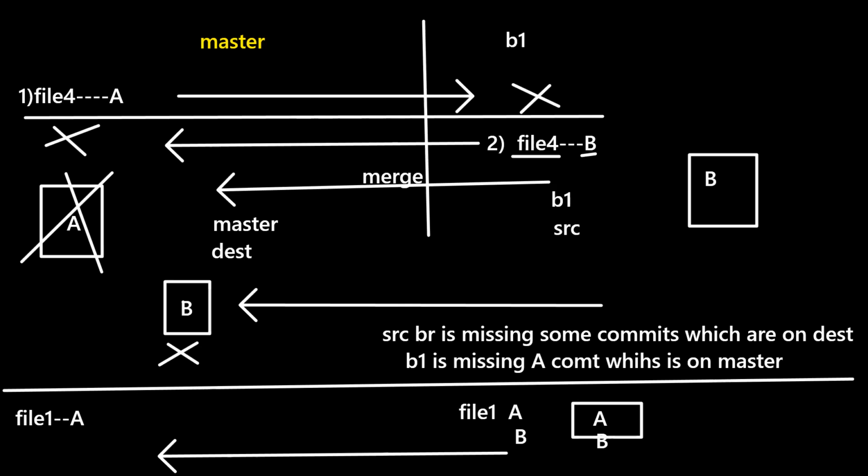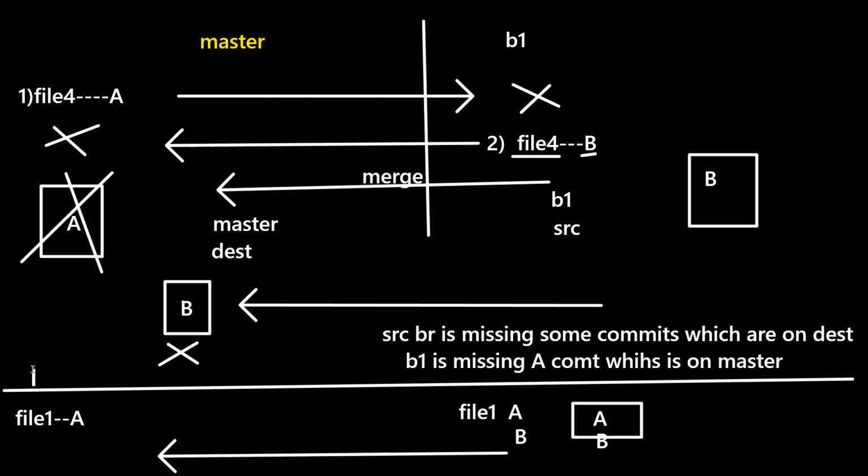Got it? Suppose after creating file 4 in the master branch and committing, we copy to B1, and later if we do a merge, it will work, right? In that case, yes. You mean file 4 with commit A is there. Let's suppose you created this branch, commit A is here for the same reason. It's the same file.